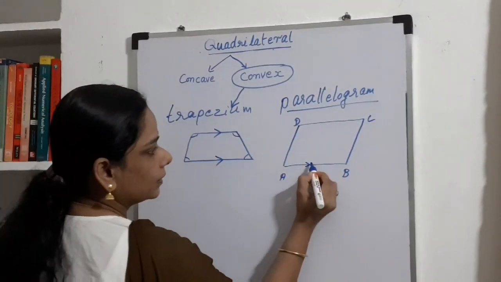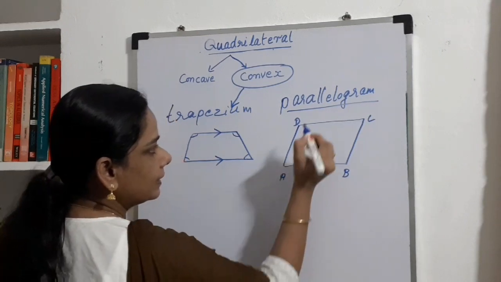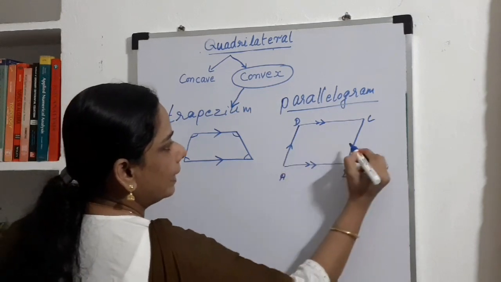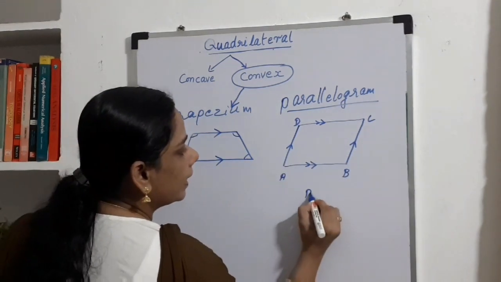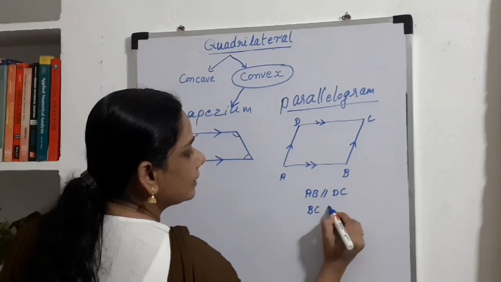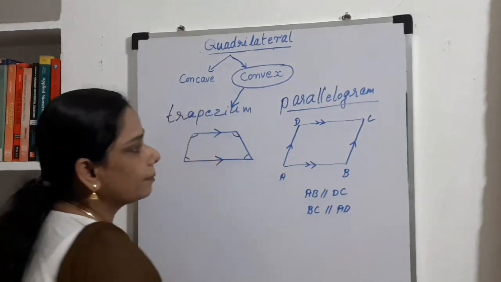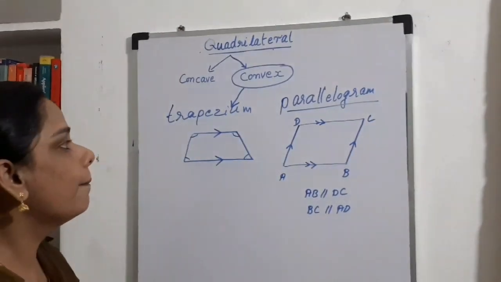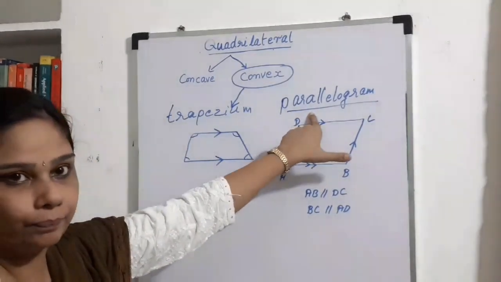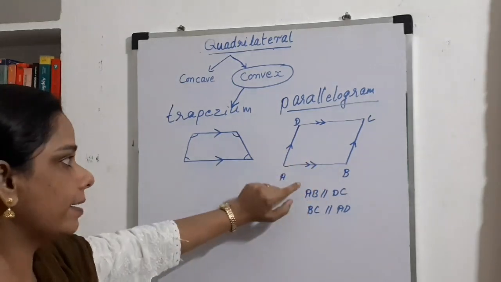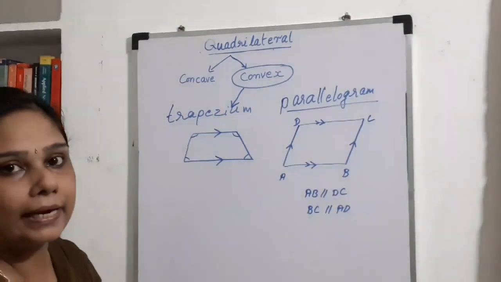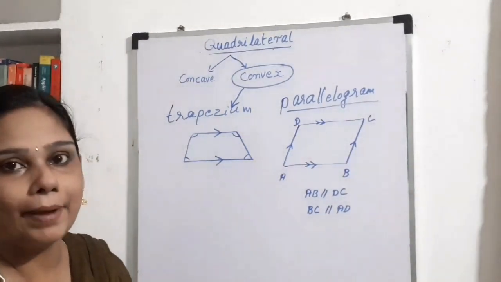Clearly, it is a quadrilateral. One more specialty is there for this quadrilateral. What is that? Pairs of opposite sides are parallel. So, here AB is parallel to DC and BC is parallel to AD. That means pairs of opposite sides are parallel. Such a quadrilateral is known as a parallelogram. Hope this one is clear. In a quadrilateral, if the pairs of opposite sides are parallel, we can call that a parallelogram.